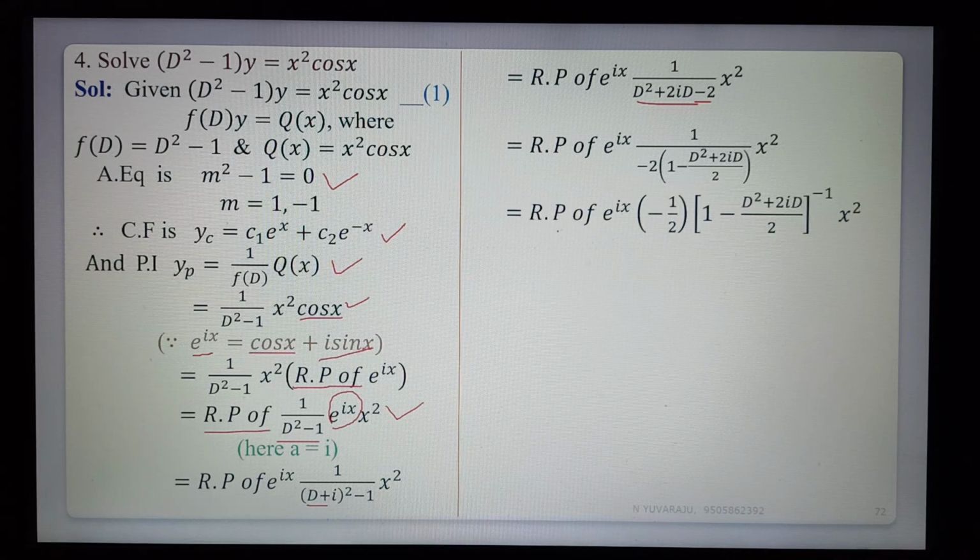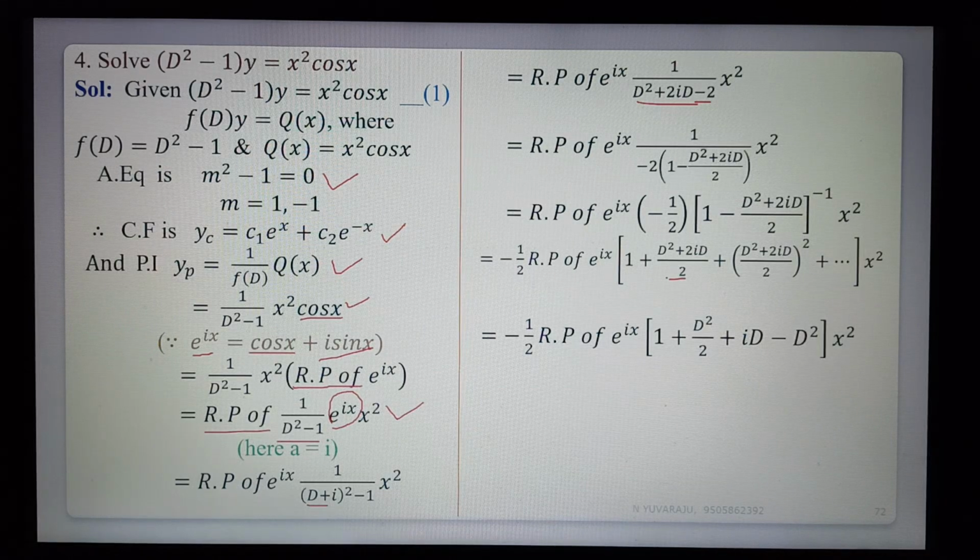Take the numerator, the real part of e^(ix), into -1/2, into this expansion (1 - x)^(-1) and so on. So that is equal to the real part of, expand here, 1 plus [ (D² + 2iD)/2 ] plus [ (D² + 2iD)/2 ] whole square, plus up to so on. So we choose only up to the D² term only.